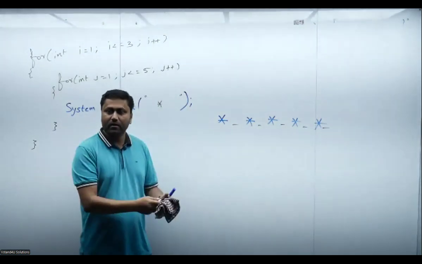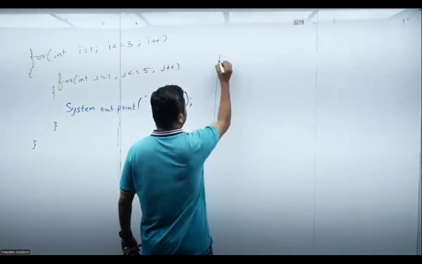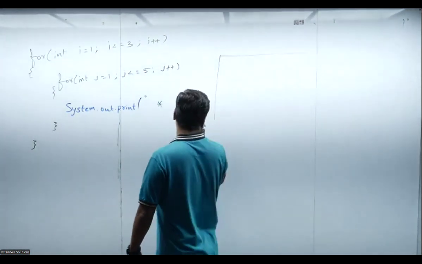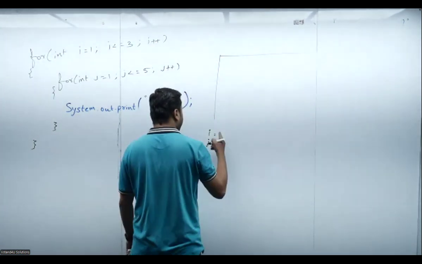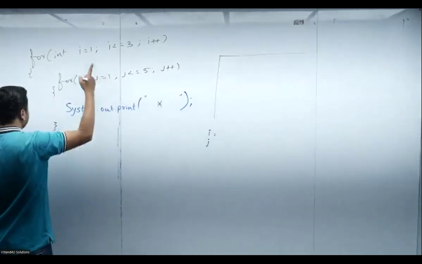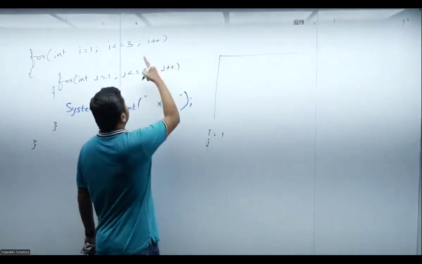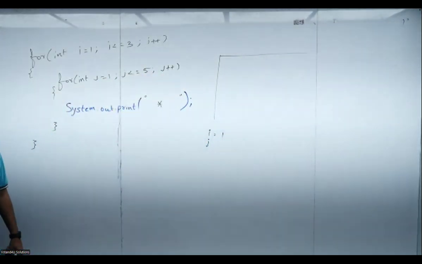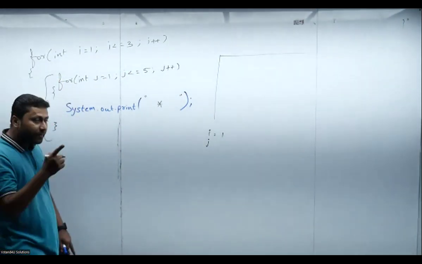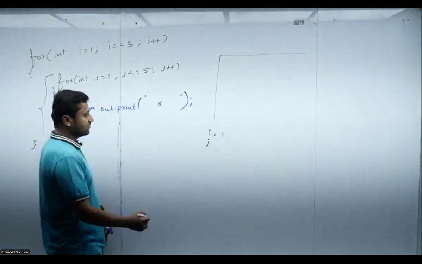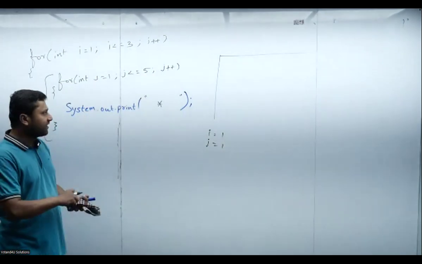Shall we check? Pakka. Shall I wipe the board and start? Consider this is the output screen. And these are the variables I have taken. One is I, another one is J. If I is starting with 1, guys, I need a little higher energy, please. 1 less than or equal to 3 condition. In that case, get into this inner for loop. There you start. J equals 1. 1 is less than or equal to 5 condition. If the condition is true, get in and print.